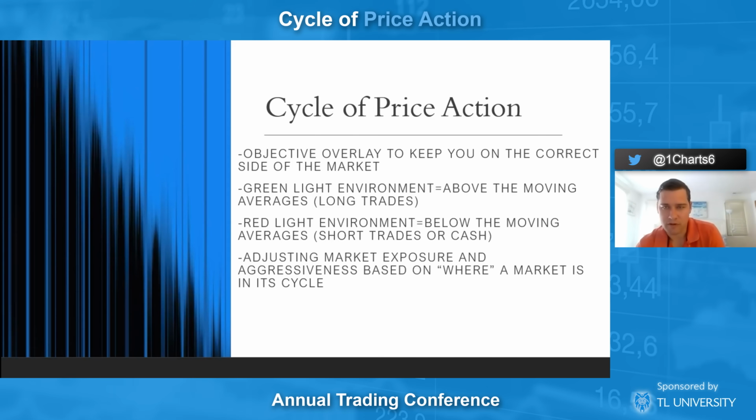So that's key for me. Overall, with this cycle of price action, there are different stages to it. It's a great way to adjust your market exposure and how aggressive you want to be based on where we are in the cycle.